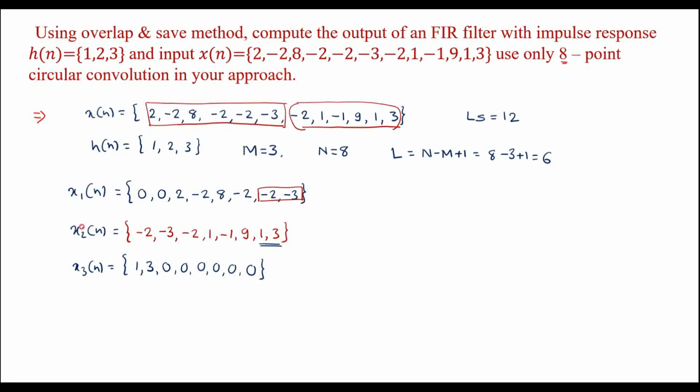So these are the sub blocks x1 of n, x2 of n and x3 of n. Now here we can see that the length of h of n should also be equal to n, that is 8. It should be made 8 by adding L minus 1 zeros to the sequence h of n. Here the sequence h of n is 1, 2, 3. Now we are supposed to add L minus 1 zeros, that is 6 minus 1 is 5 zeros. So this is the new h of n.